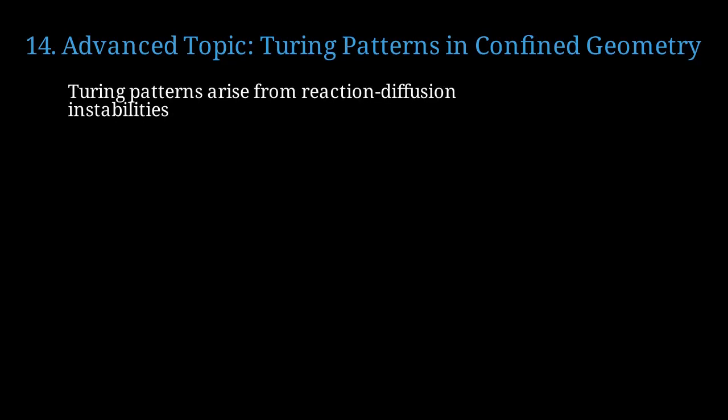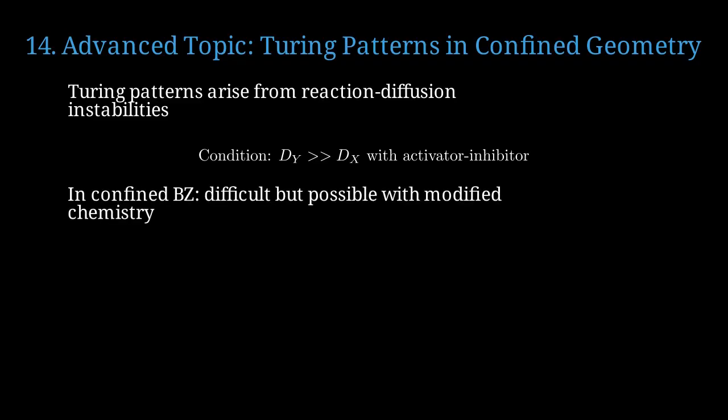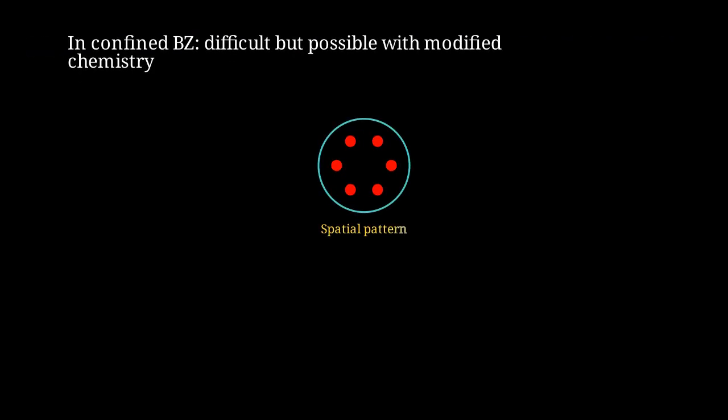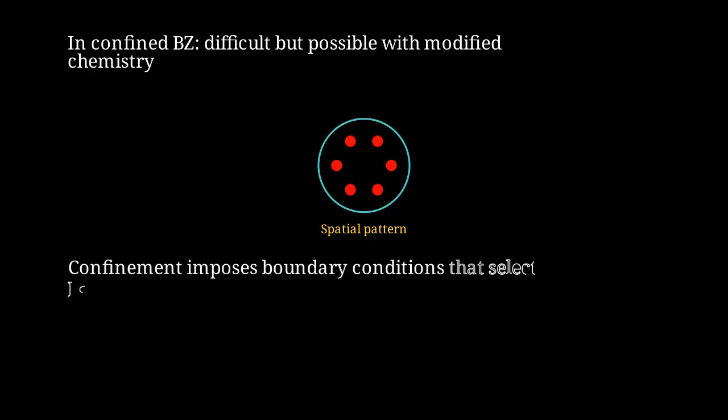In some cases, confinement can lead to Turing-type spatial patterns. Turing patterns arise when reaction and diffusion interact to create spontaneous spatial structures. The condition requires vastly different diffusion coefficients for activator and inhibitor species. In confined BZ systems, Turing patterns are difficult but possible with modified chemistry. A hexagonal spot pattern could emerge in larger confined droplets under specific conditions. The key is that confinement imposes boundary conditions that select specific pattern wavelengths.